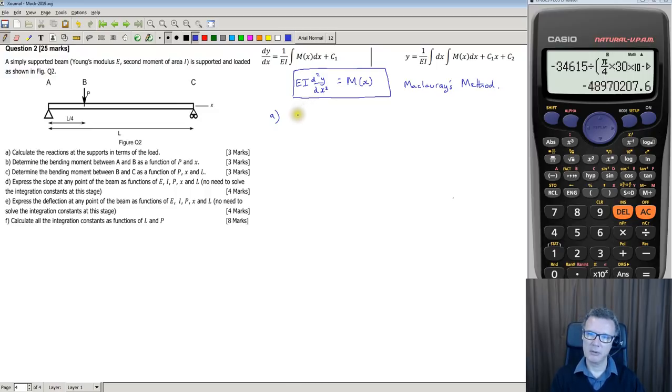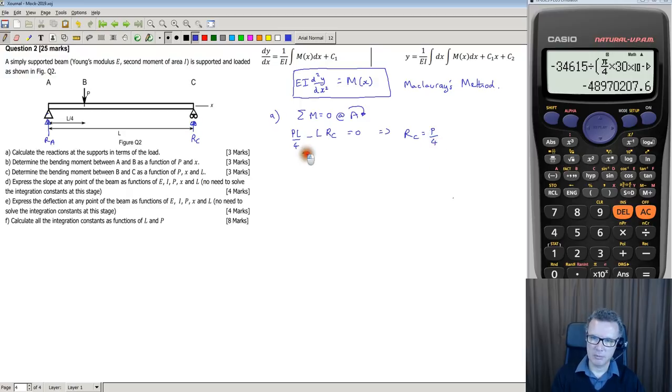But to do this formally, we would take moments at A, and our load is value P, so that would give me PL over 4, and then I've got a reaction here, RC, and a reaction here, RA, so that would be minus L times RC equals 0, therefore RC equals P divided by 4.